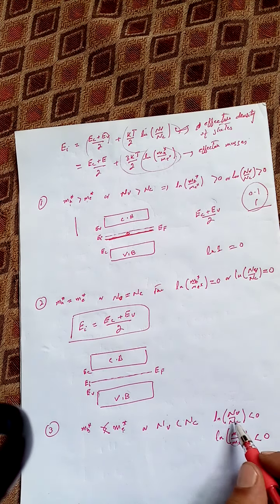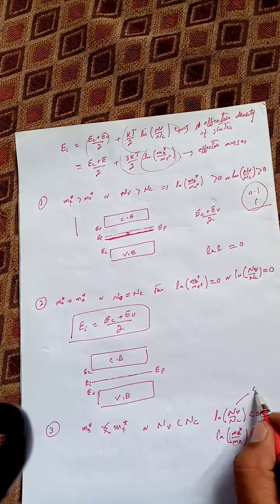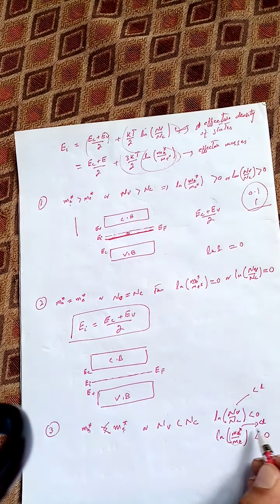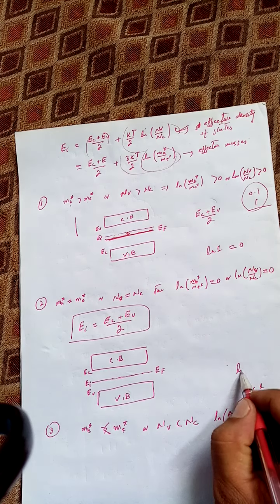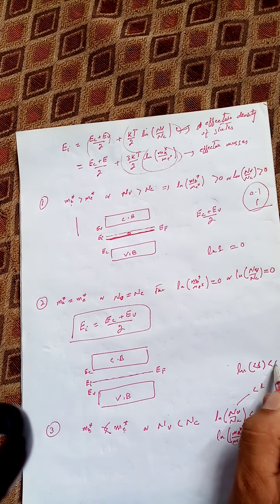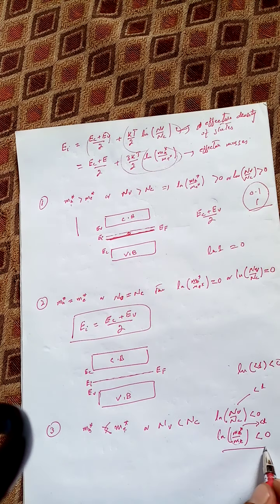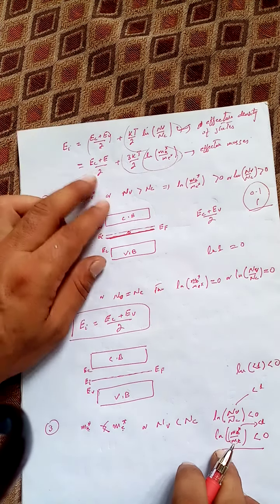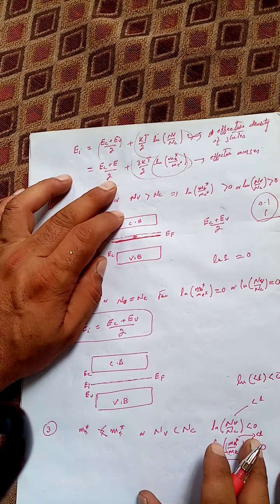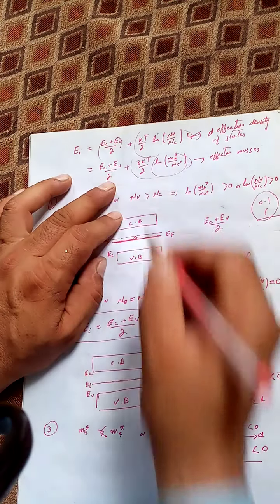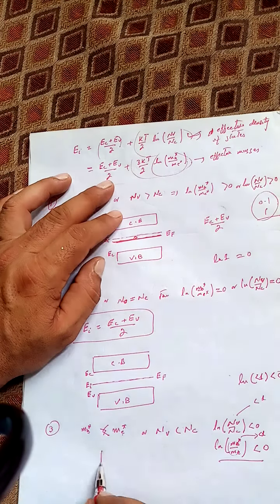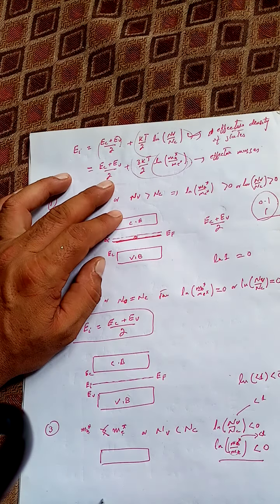This factor is less than 1, so the natural log of a factor which is less than 1 is always less than 0, so its value is negative. Now if this is negative, then we have this expression (Ec + Ev)/2 minus some factor, so the minus comes here.